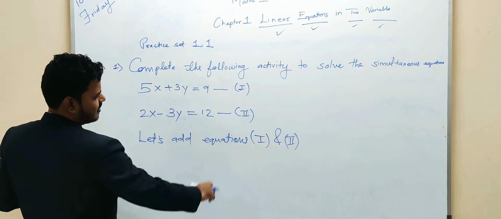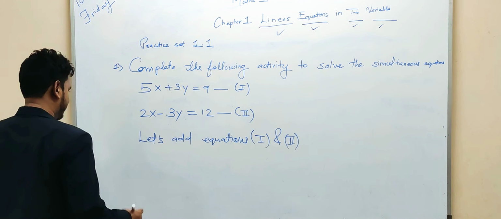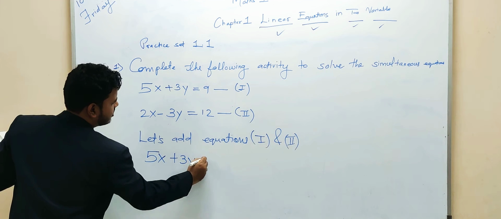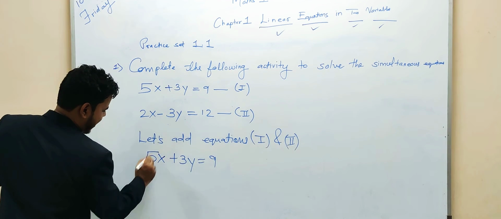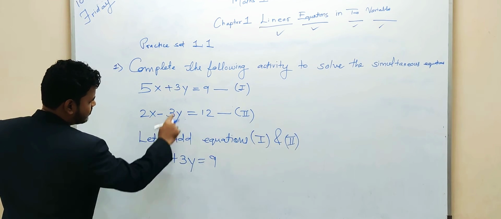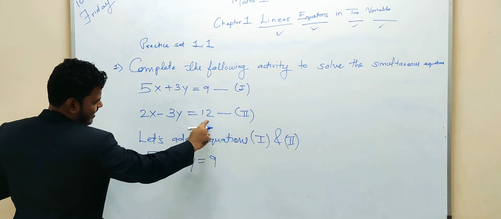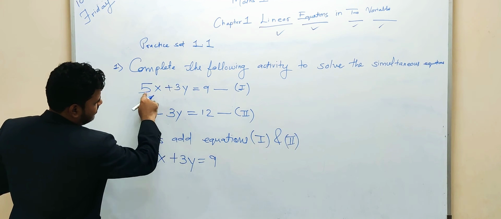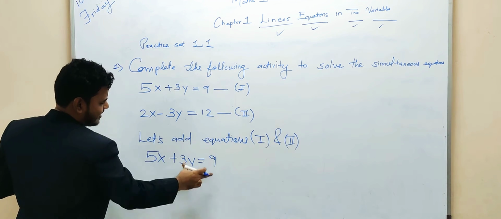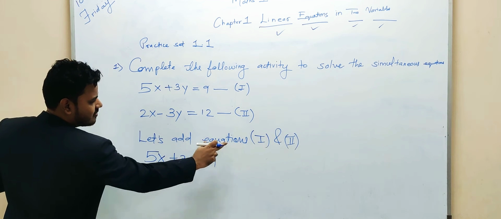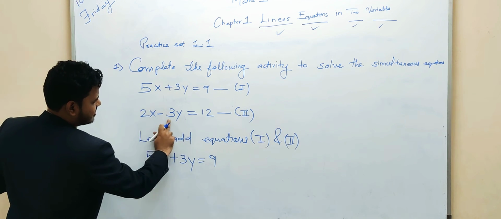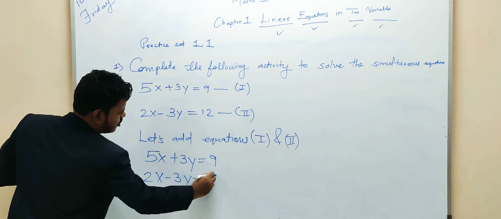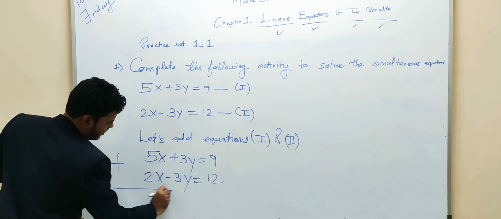So let's add equations 1 and 2. Here we will first write 5x plus 3y is equal to 9, that is equation 1. Below this we will write x below x, y below y, equal to below equal to, and 12 below 9. Then we will add. This is the second equation, we write 2x minus 3y is equal to 12. We will add these two equations.